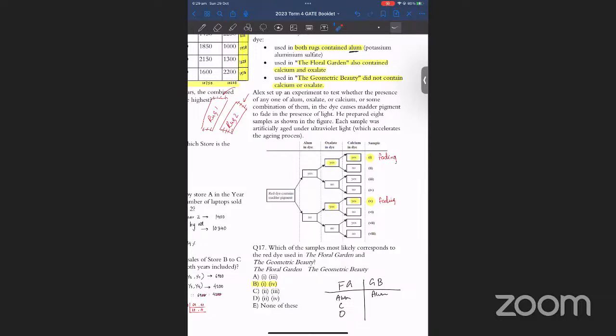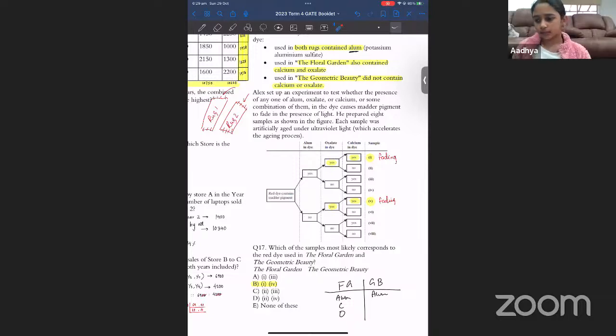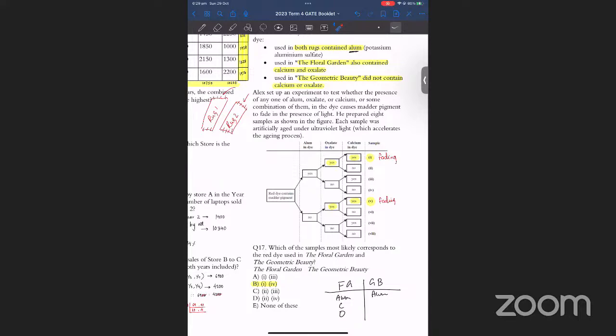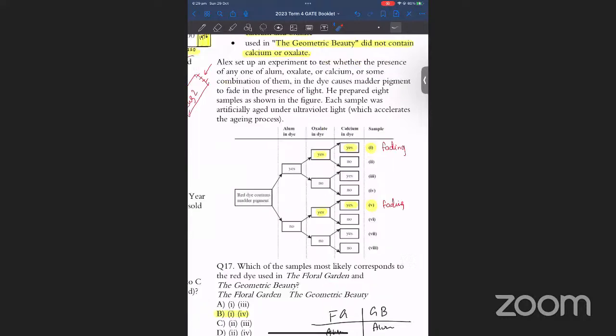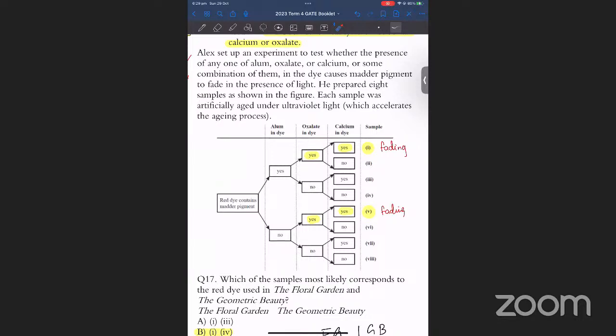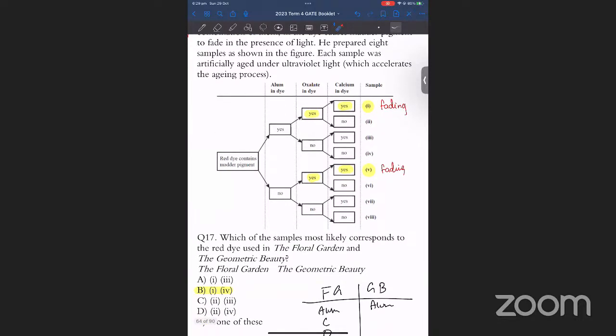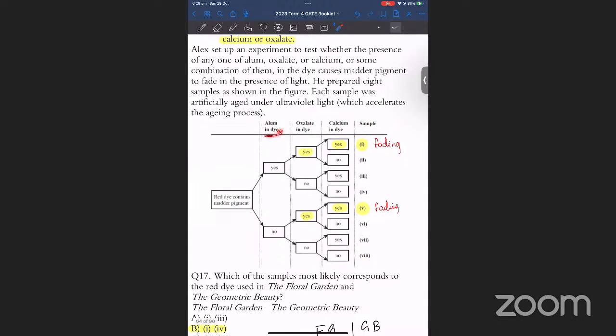What is alum, calcium, and oxalate? It doesn't matter. They're just chemicals that are used in this rug. So now we know that Floral Garden has these three compounds, we can just take a look at the chart. To the question, if it has alum in the dye, do we say yes or no? Yes. Now, does Floral Garden, Neha, have oxalate? Yes. Does it have calcium? Yes. And the answer is I.